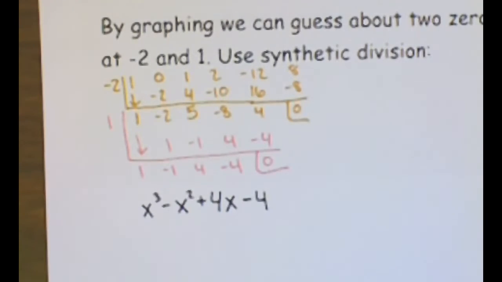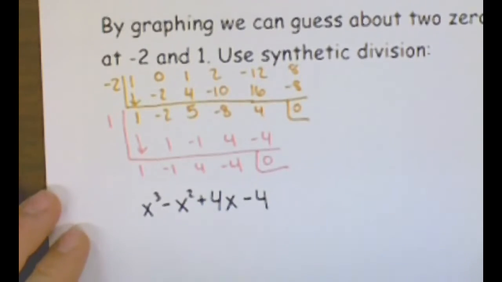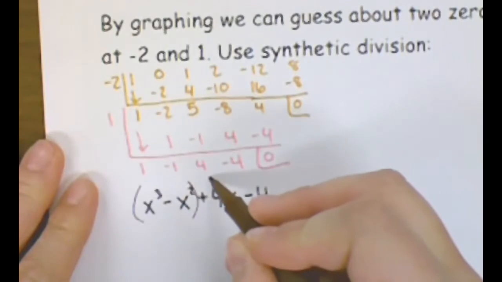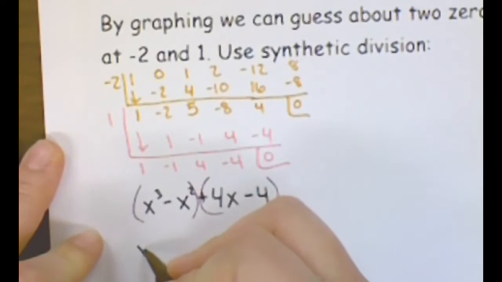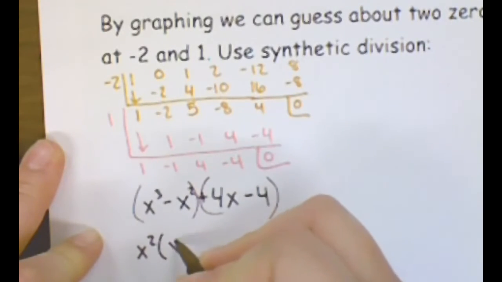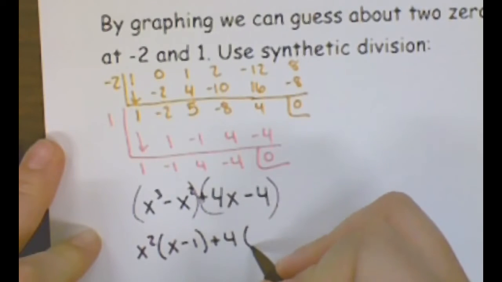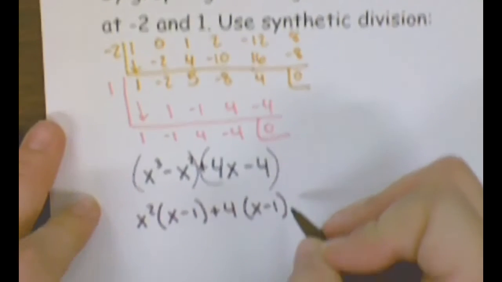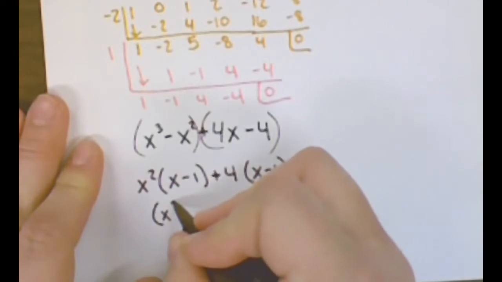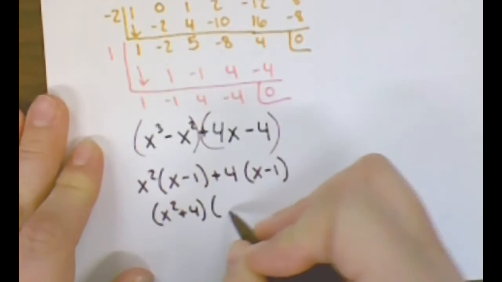Now looking at this, I can tell that I can factor by grouping. So I'm going to factor by grouping. The GCF of the first two terms is x squared, leaving me x minus 1. The GCF of the last two terms is 4, leaving me x minus 1. So now I have x squared plus 4 times x minus 1.